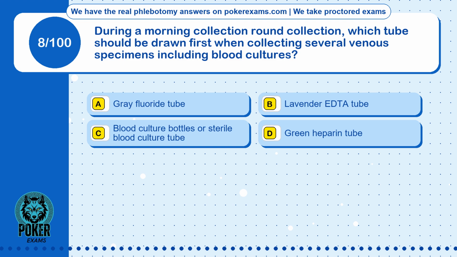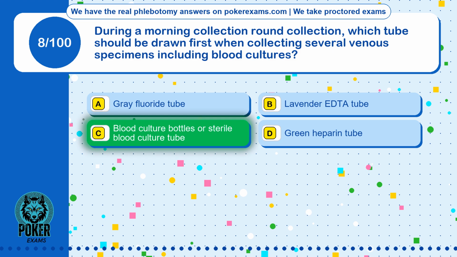Question 8. During a morning collection round, which tube should be drawn first when collecting several venous specimens including blood cultures? Option A, gray fluoride tube. Option B, lavender EDTA tube. Option C, blood culture bottles or sterile blood culture tube. Option D, green heparin tube.